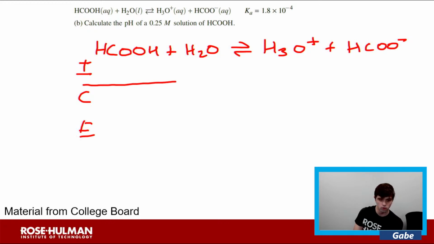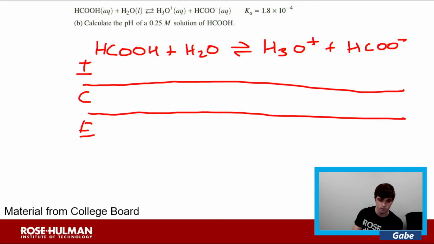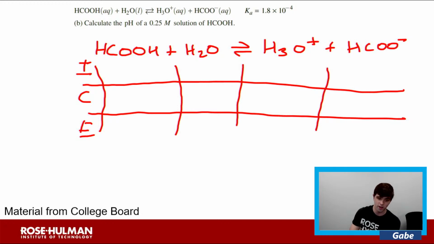Those words represent the concentrations that our compounds will be at in the expression: the initial concentration of all of our compounds, the change in concentration, and our equilibrium concentrations. We want to use the equilibrium concentrations in our expression whenever we want to solve for our Ka value. First of all, like we said before, when we have our expression, liquids will not be involved in the Ka expression.